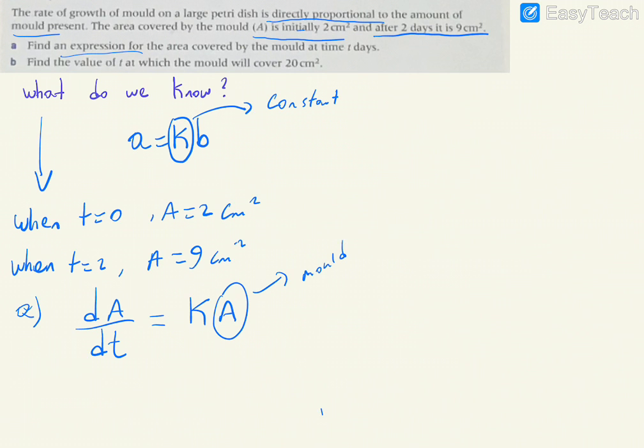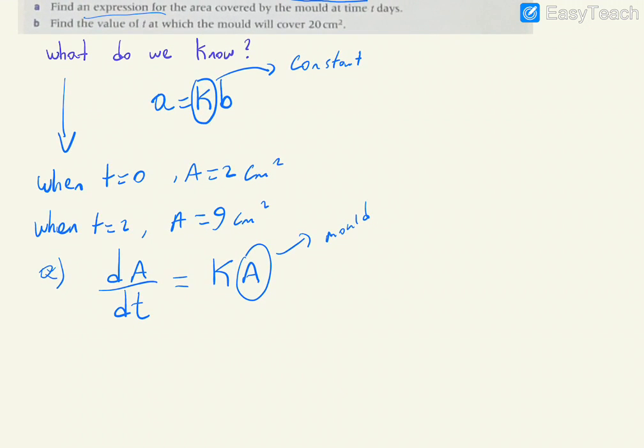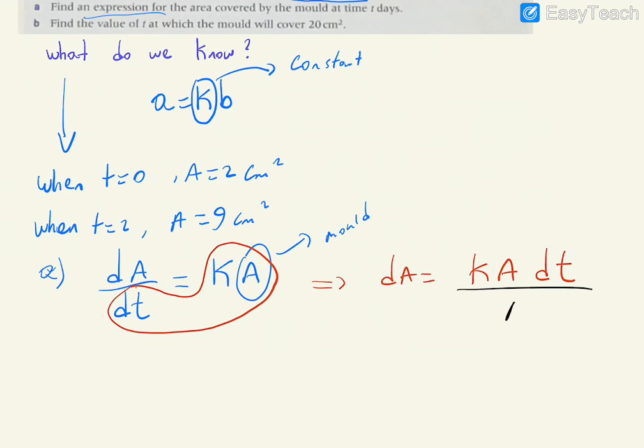Now again I have to separate A and t, and then take an integral. So let's see what I can do. Let's start with cross multiplying again. That's the first thing. From here, dA will be k times A dt. I can divide both sides by A, so from here I get dA over A equal to k dt.